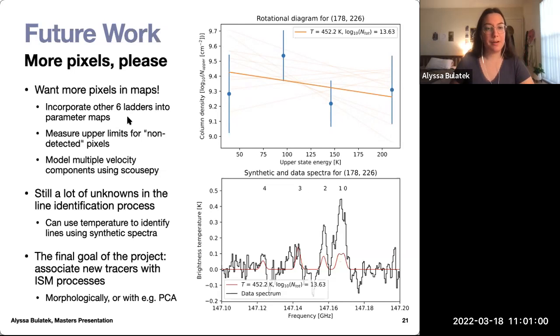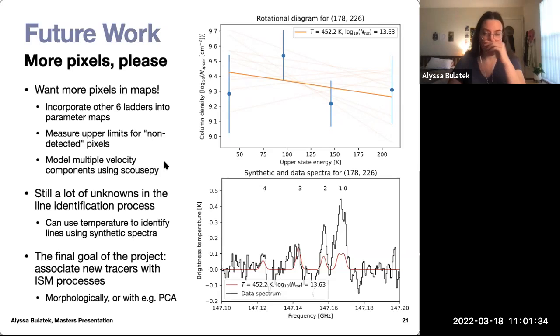So one way we can start to get better fits is incorporating the other methylcyanide ladders into our rotational diagrams. That's just adding more points. If you add more points, you get better fits on your lines, and you're more likely to get closer to the real temperature and column density parameters. We could also go through and measure upper limits for non-detected components. So where the signal to noise ratio is too low to extract actual signal, we can still measure an upper limit for what that signal should be. That will also help us constrain our fits.